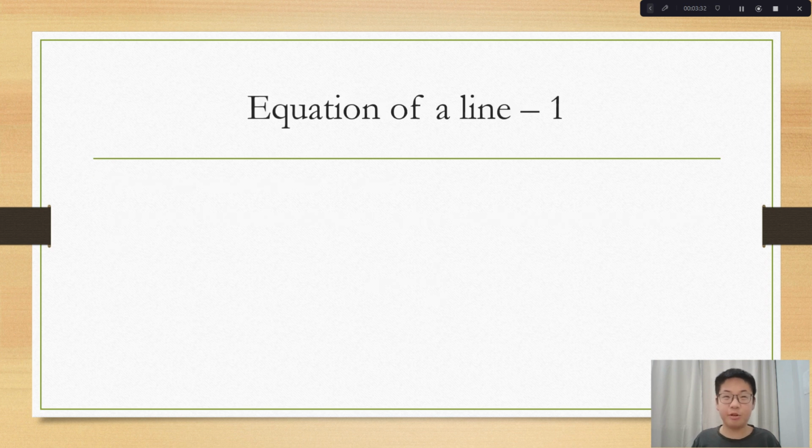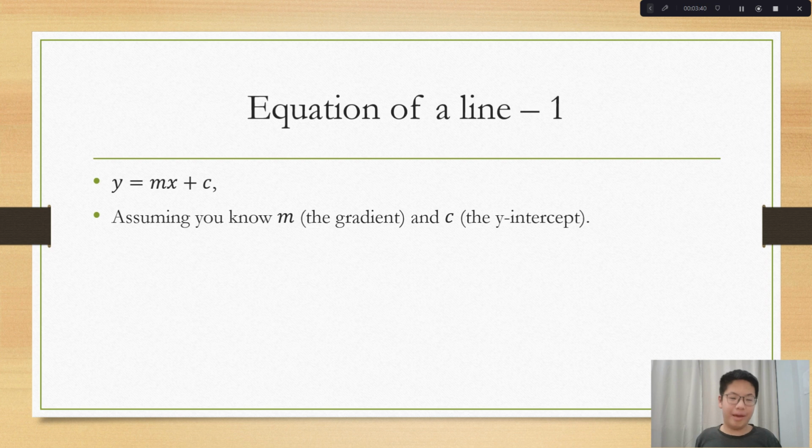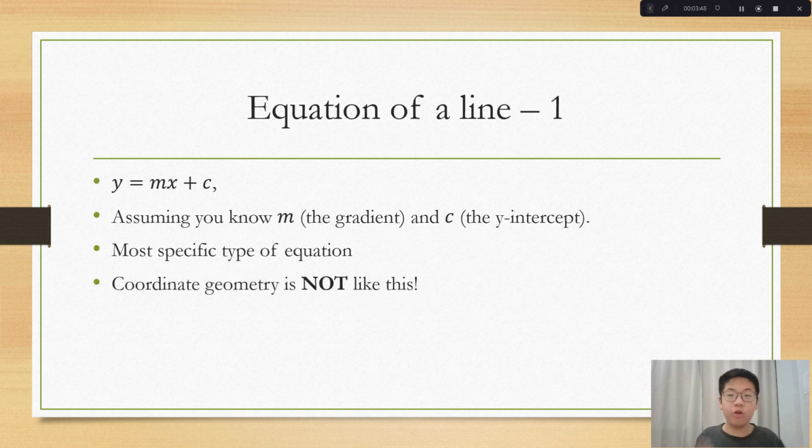Let's talk about the equation of a line. Now, everyone knows the equation of a line: y equals mx plus c. But it's only when you know m, the gradient, and c, the y-intercept. This is the most specific type of equation where you're given the most amount of information. But coordinate geometry is not like this. Coordinate geometry involves points, but gradient and y-intercept are operations on points.